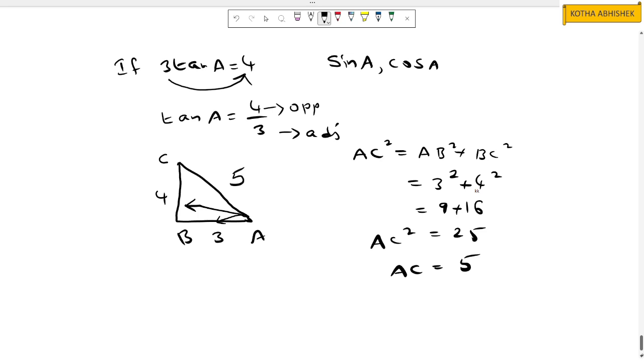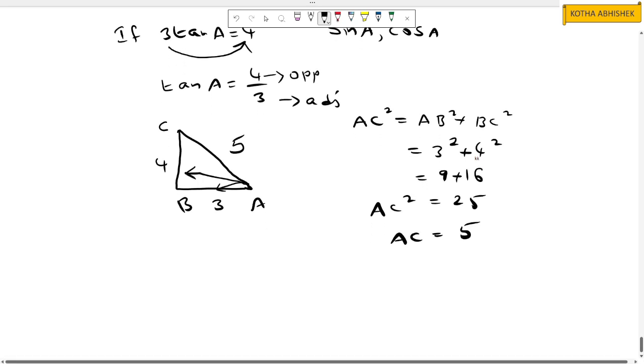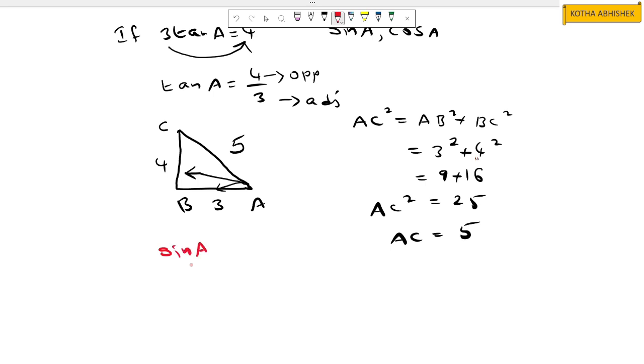Now all three sides are there, right? So let us write the values of sin A and cos A. Sin A equals, sin means opposite by hypotenuse, so opposite is 4 and hypotenuse is 5. Next cos A, cos means adjacent by hypotenuse, adjacent is 3 and hypotenuse is 5.